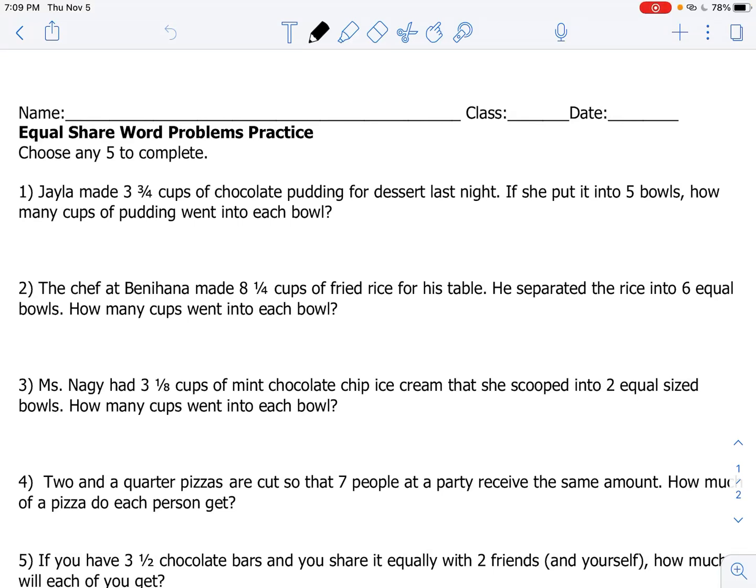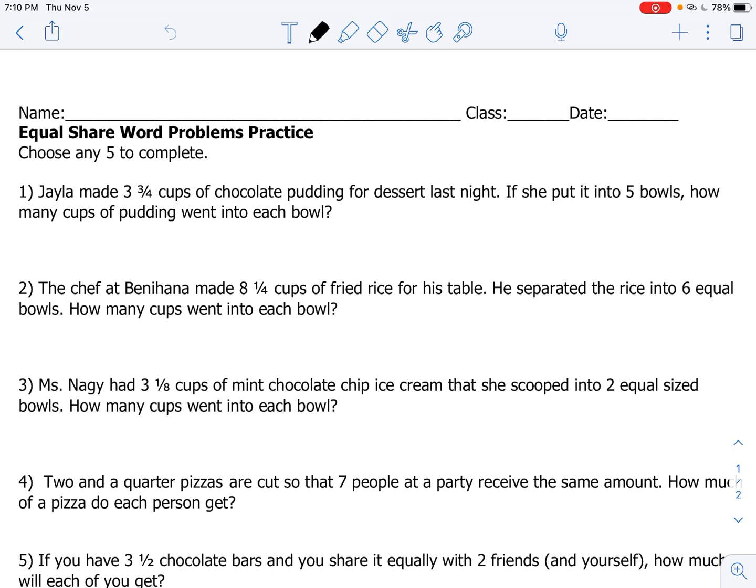Today we're going to go over the equal share word problems, and I'm going to go through each of the problems. So please fast forward to the problems that you did do, and you don't have to sit and watch through the ones that you didn't do unless you would like to. So let's start with number 1.